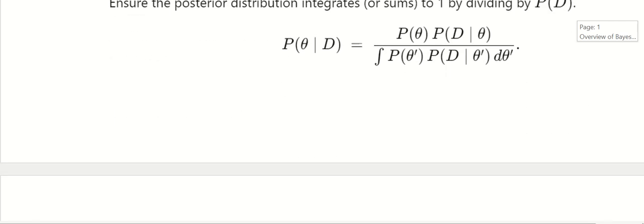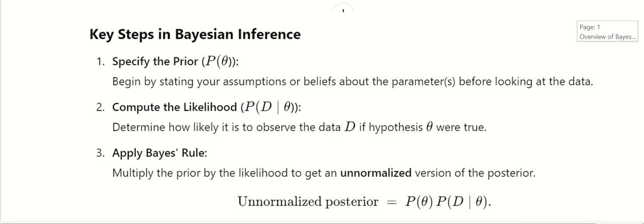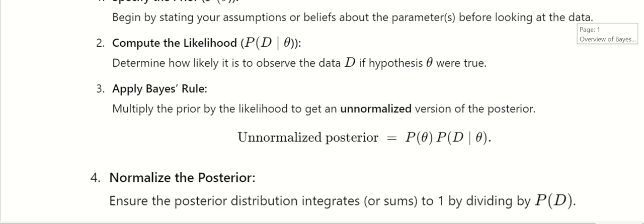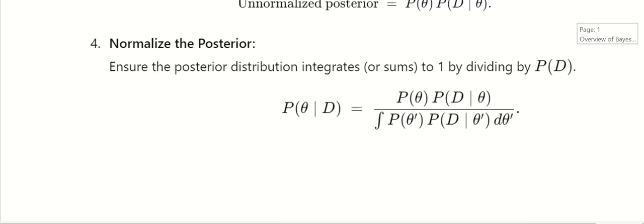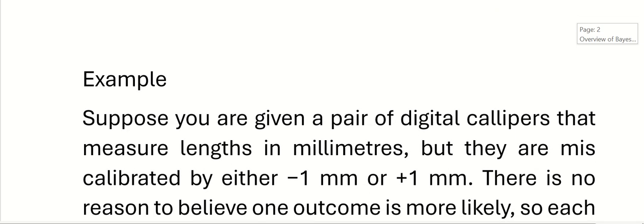So these are the steps to compute Bayesian inference. First of all, you need to have the prior, then you compute the likelihood, then you multiply them together, and you will get an unnormalized posterior. If you want a normalized one, then you have to divide by the marginal likelihood. So let me give you an example.